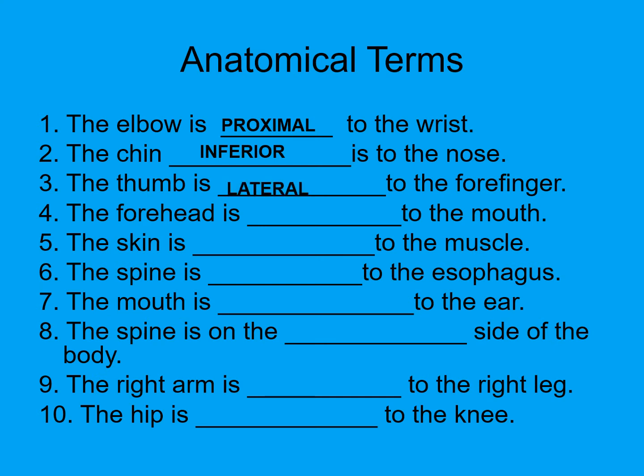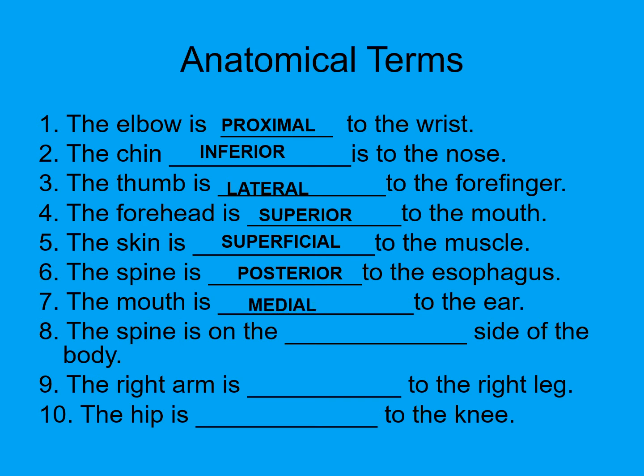Remember how I mentioned the thumb, and you're using these when the body's in anatomical position. So remember I said the thumb, because the palms are facing forward, the thumb is pointing outward. The forehead is superior to the mouth. The skin is superficial to the muscle. The spine is posterior to the esophagus.